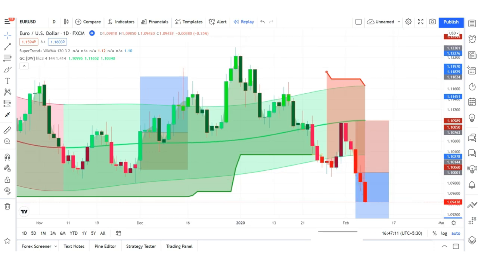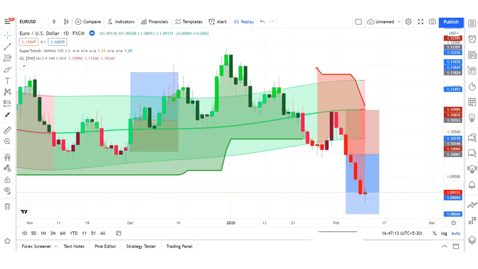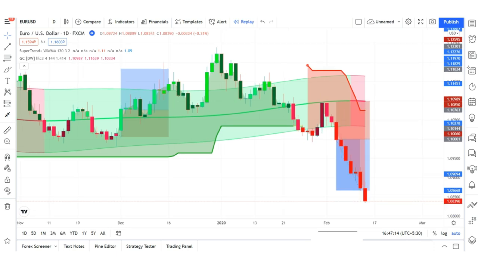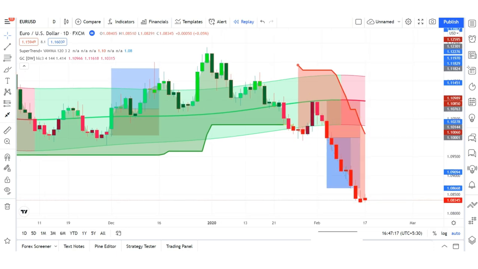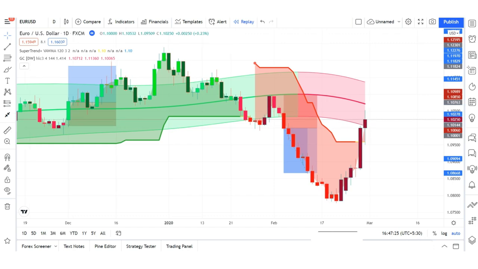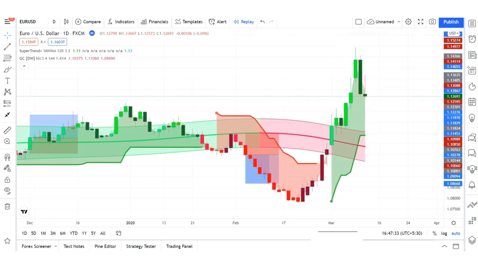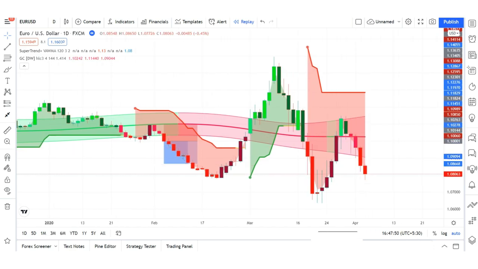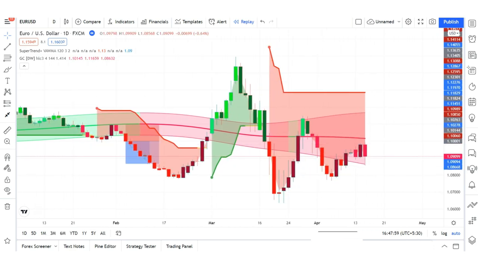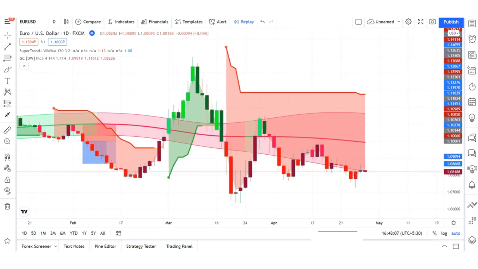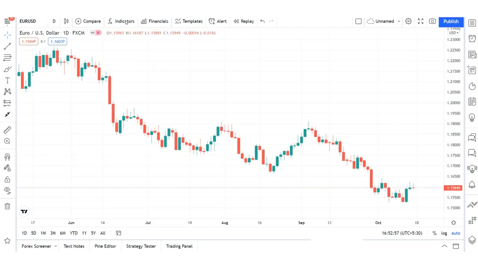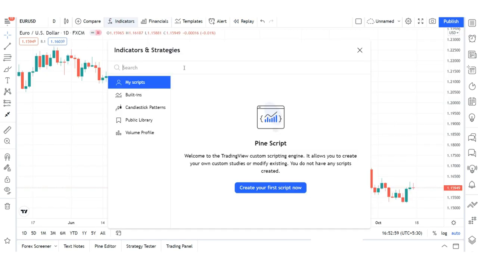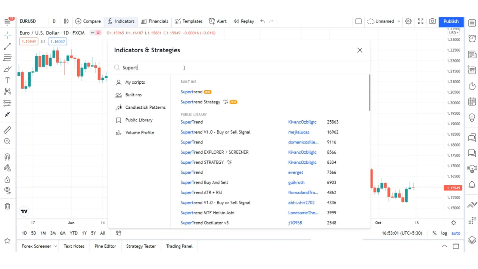Our trade is running in profit. We have won the trade. I hope you have liked this trading strategy. Now let's see how we made our setup.